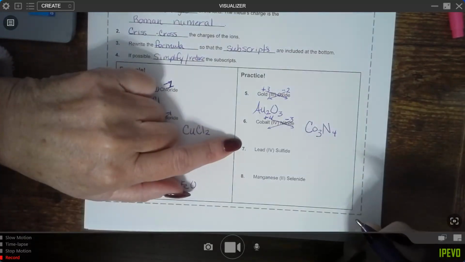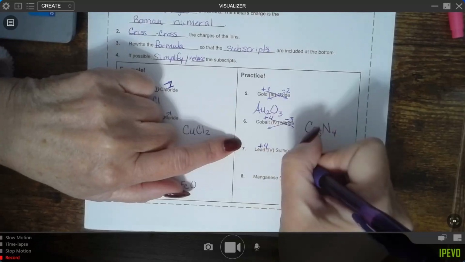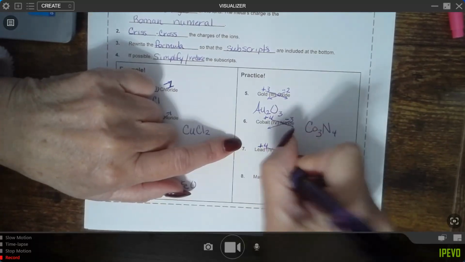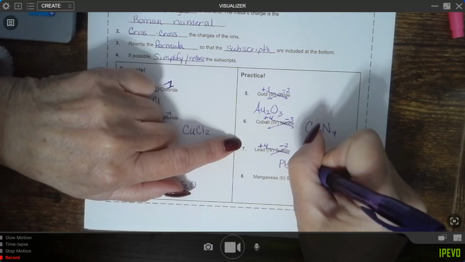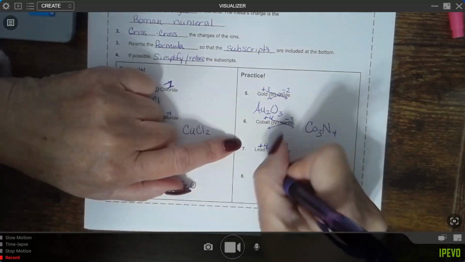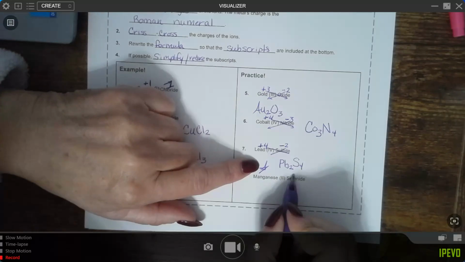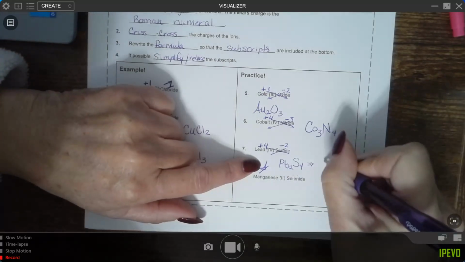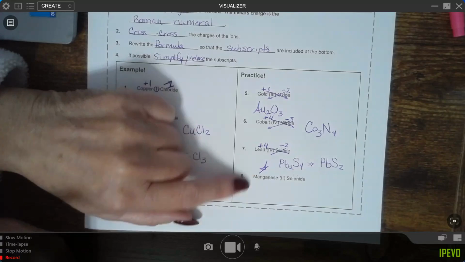Lead 4 sulfide. All right, so in this case, the lead is +4. Sulfide is -2. If I crisscross those, I get Pb2S4. Okay, so notice what's going on here. We can simplify. If we divide both of those numbers by 2, we get PbS2 as our correct formula.